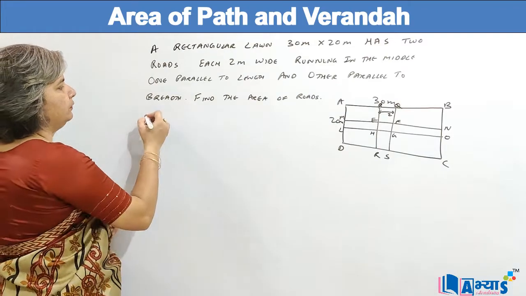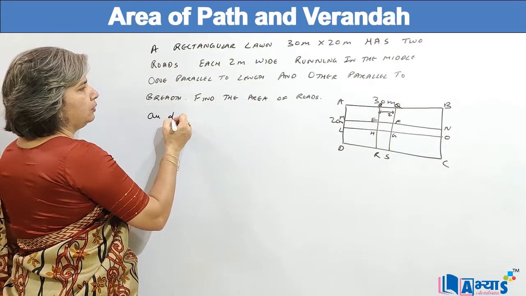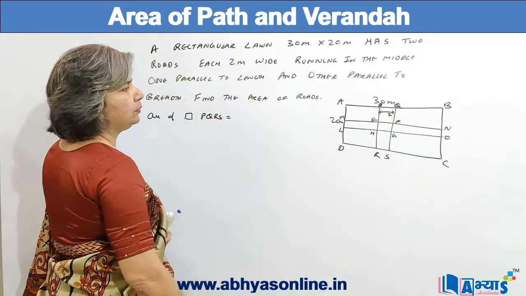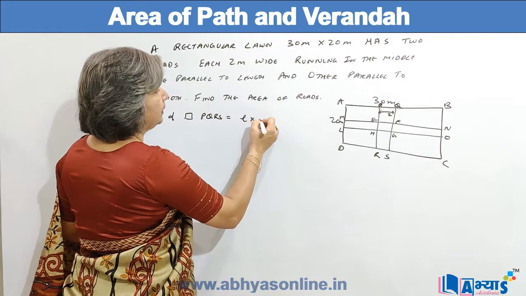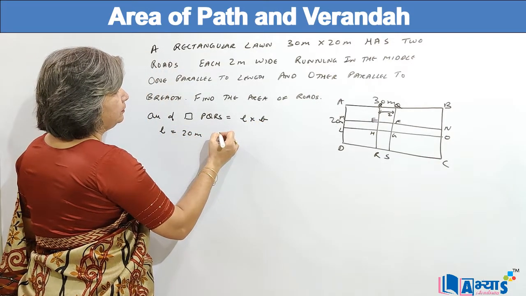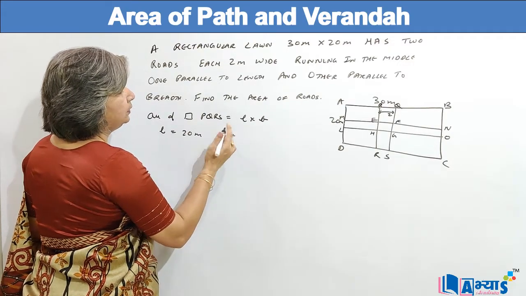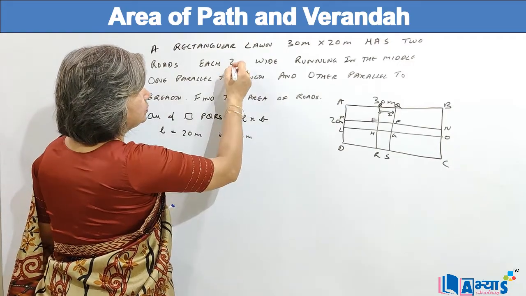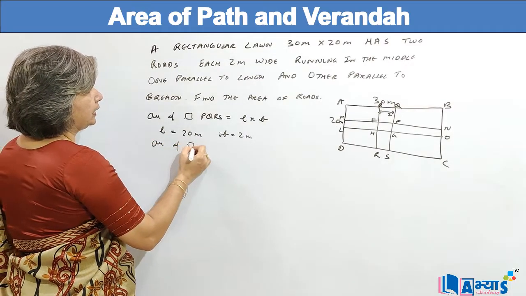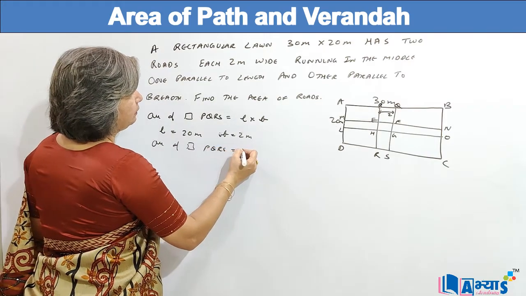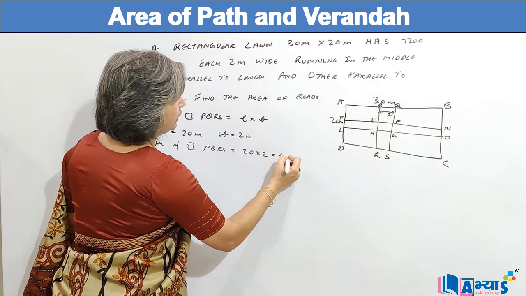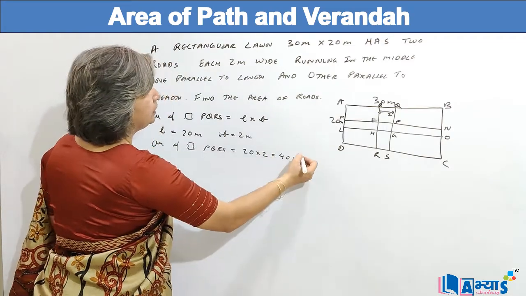So the area of rectangle PQRS will be equal to length into breadth. Now length is equal to 20 meters and breadth is equal to 2 meters, because it is 2 meters wide, so breadth is equal to 2 meters. So area of rectangle PQRS will be equal to 20 into 2, that is 40 meters square.